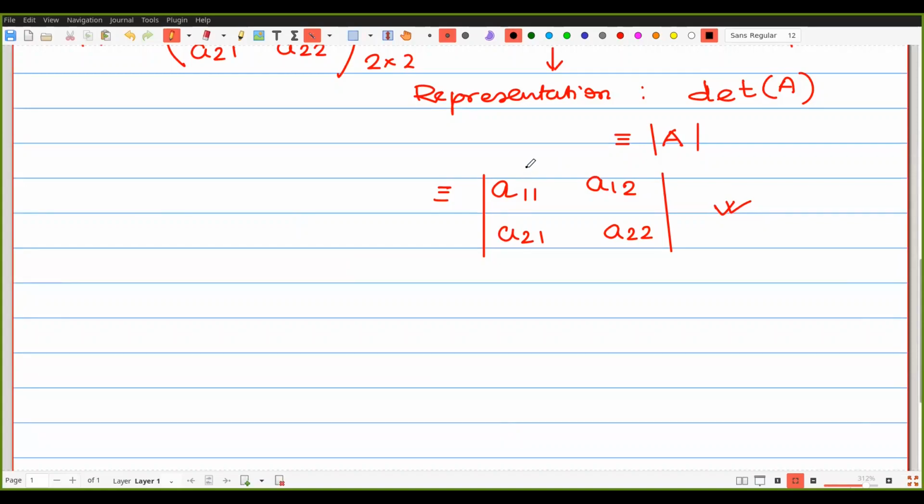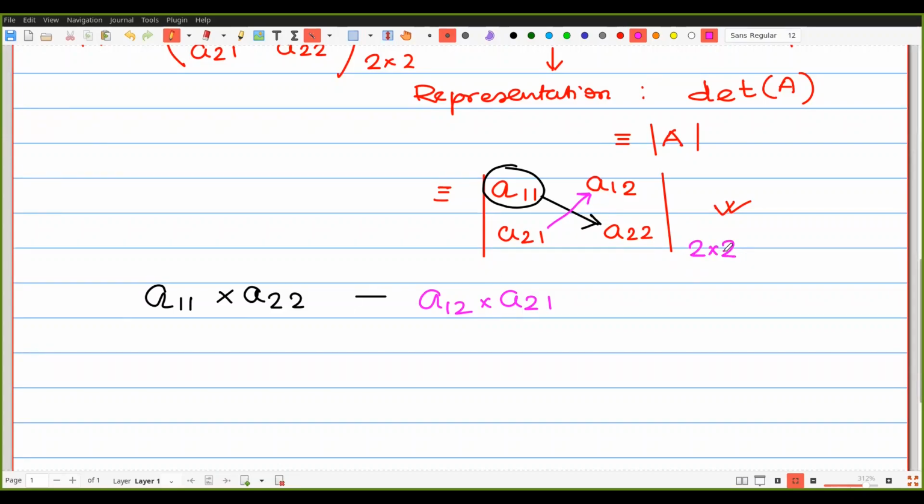Now, how to find out the value. Just start from the top element A11, then multiply it with the diagonal element. That means A11 into A22, then subtract A12 into A21, or A21 into A12. Once again, the value is A11 A22 minus A21 A12. That is the case of a 2 cross 2 determinant, or determinant of order 2.